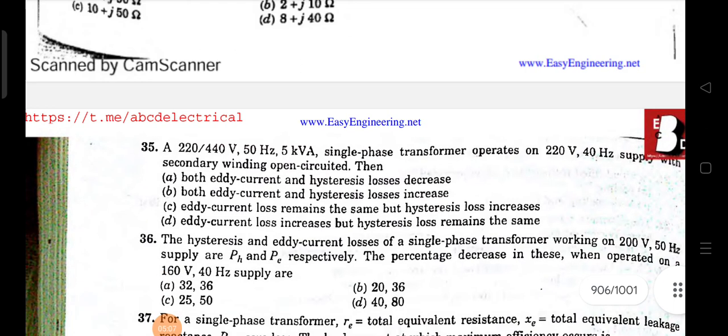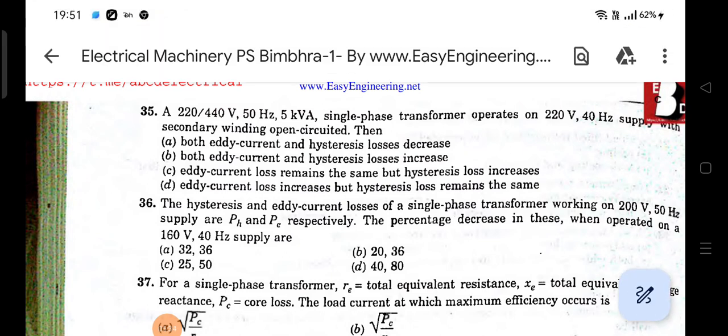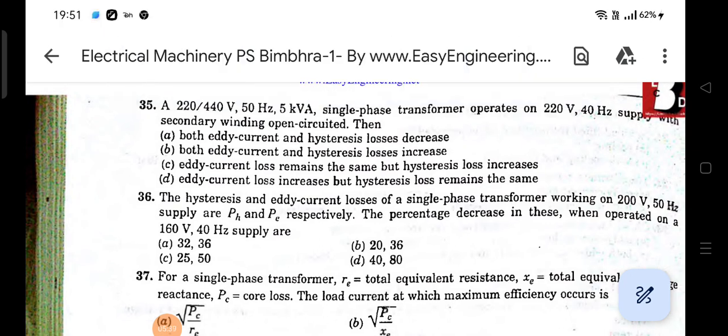A 220/440 volts, 50 Hz, 5 kVA single phase transformer operates on 220 volts, 40 Hz supply with secondary winding open circuited. Now see here what is given. First case, assume 220 volts, 50 Hz from the given data. The rating is 220 volts by 440 volts, 50 Hz, right? The 5 kVA single phase transformer operates on 220 volts, 40 Hz. Frequency is reduced, but supply voltage is constant, right?